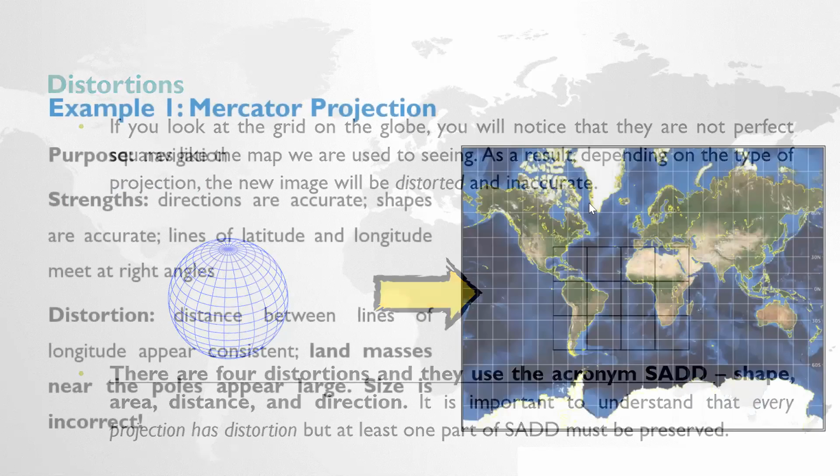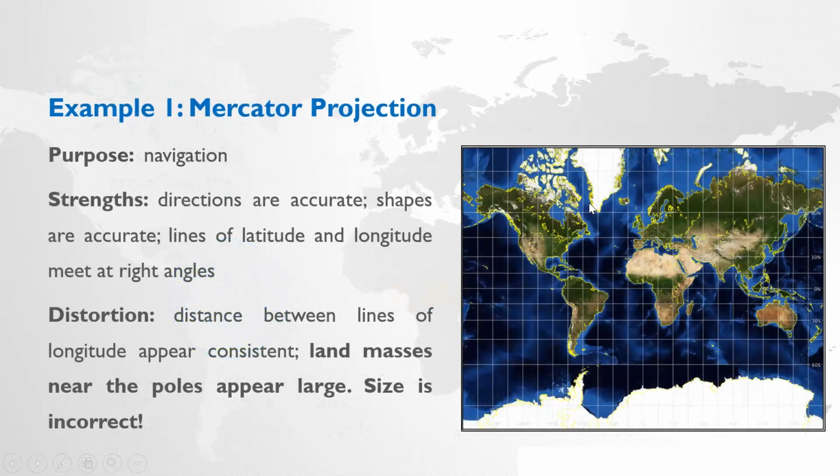Let's look at a couple of map projections. The first one is the Mercator projection. The Mercator projection is probably the most famous map projection. I have it in my classroom, and other teachers probably also have it. Social studies teachers are going to have the Mercator projection. It's in the shape of a rectangle.